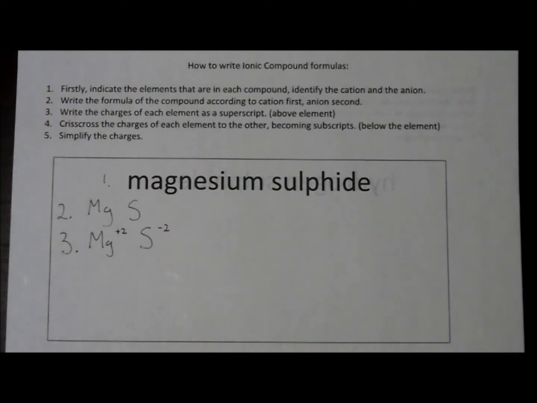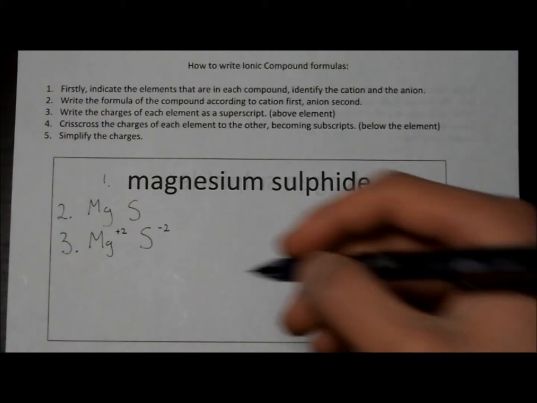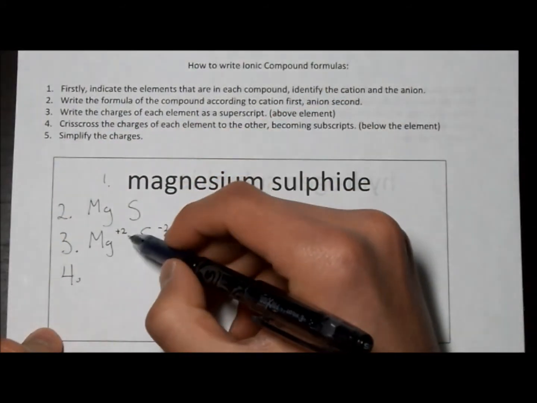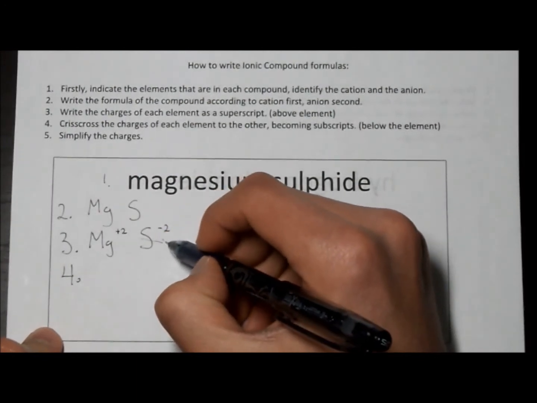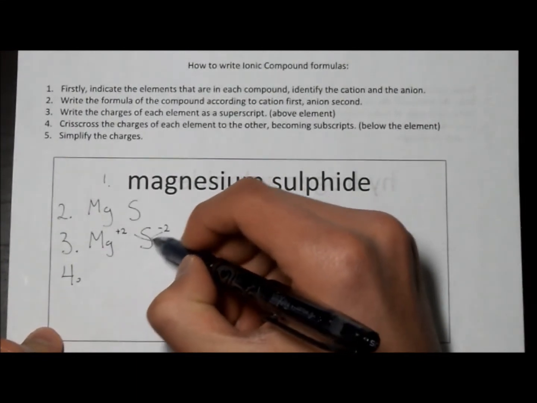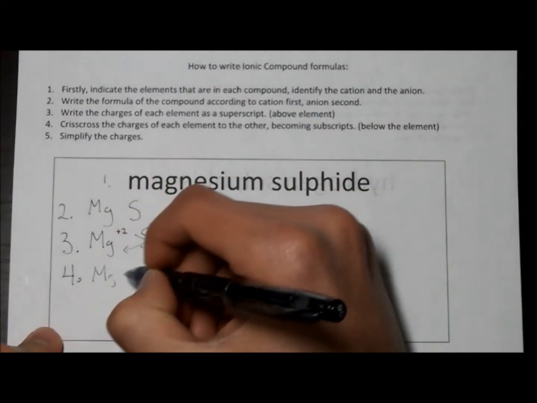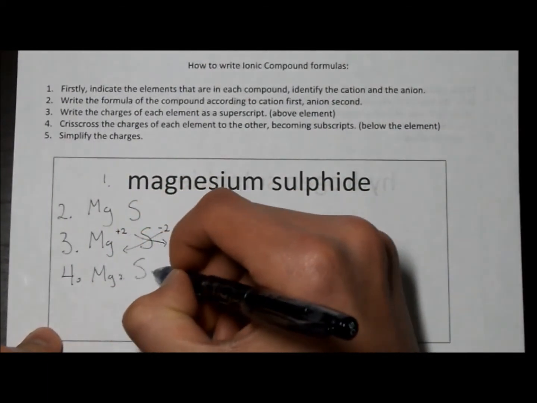The fourth step is to crisscross the charges of each of the elements to the other to become a subscript, so below the element. Subscript and superscript, which are opposites, up top and bottom. So the fourth step is to crisscross the charges. So we're going to take this 2, we're going to crisscross it over to here, crisscross that one over to there, so it becomes Mg2 and S2.